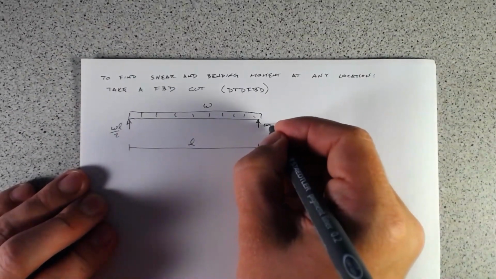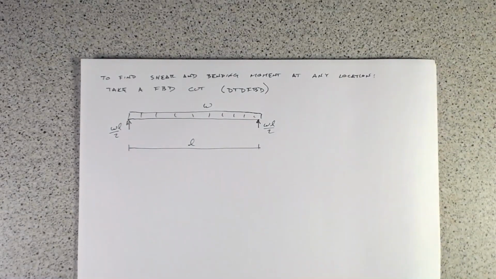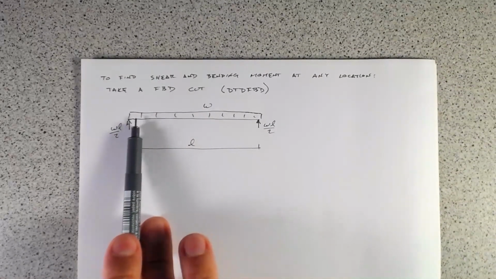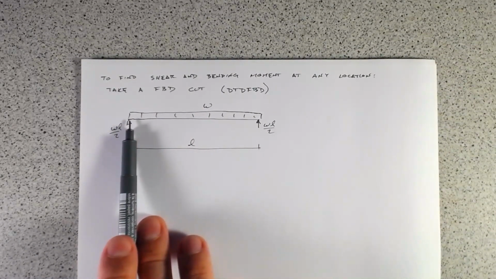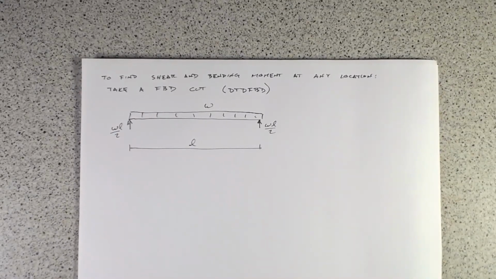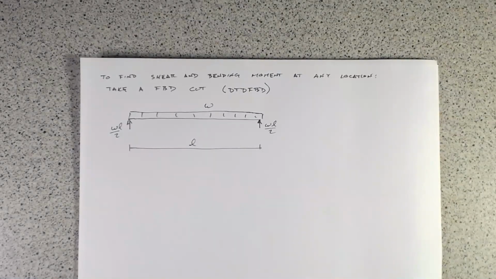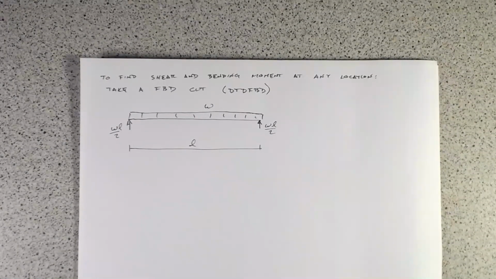So that's our load, WL over 2. To draw the shear and bending moment diagrams, essentially all I'm going to plot is: what is the shear force at all points along this beam, and what is the bending moment at all points along this beam. Because we have a uniformly distributed load and the beam doesn't change loading, we can do this all with one cut and one set of equations.